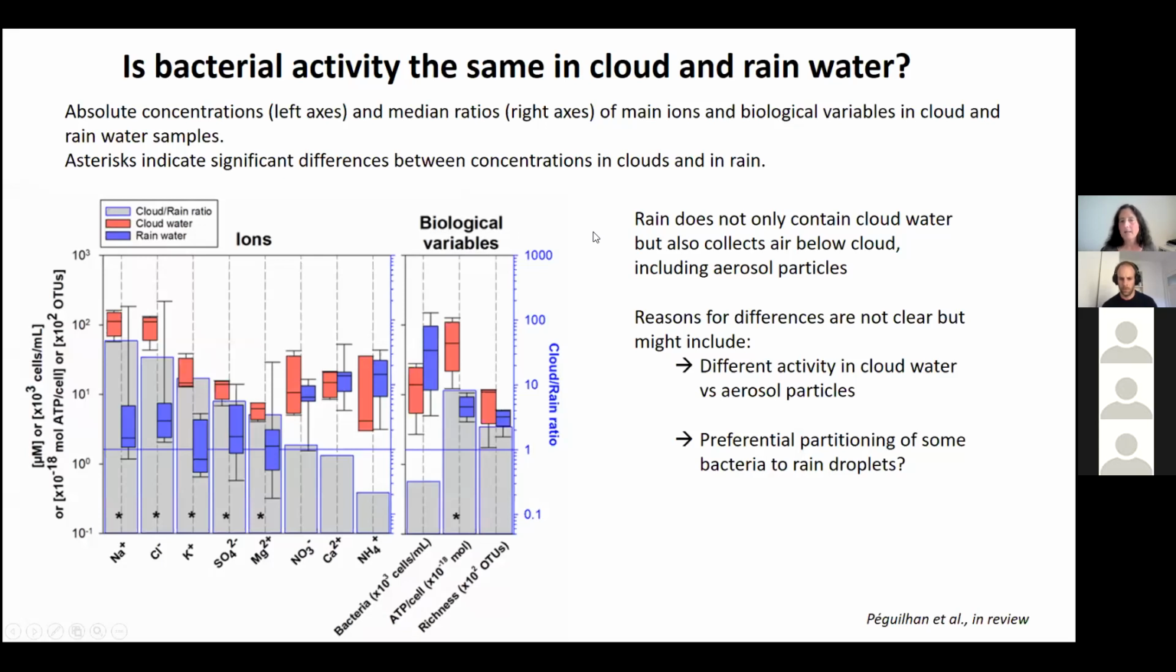But we should also keep in mind, rainwater is not only cloud water. It might also wash out the air below the cloud, or it might have something to do with the bacteria that they partition to rainwater versus cloud water. So we are not sure yet, but it's something very interesting. We could also explore with models to see, can we really find the process that can explain this different partitioning?